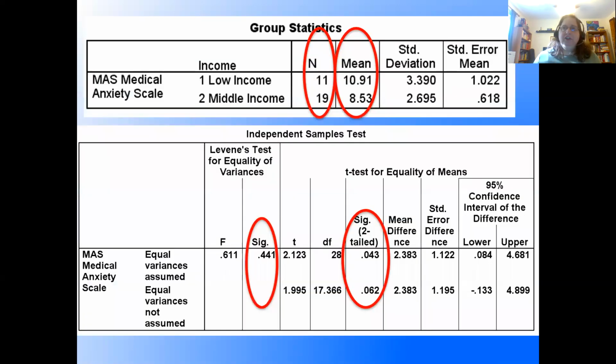So let's look at this to understand this. We look at this sig value, 0.441, and we ask ourselves, remember, we never report the sig value, but we ask ourselves, is this bigger than or less than 0.05? If it's greater than or equal to 0.05, I'm going to use this top t of 2.123, this top df of 28, and this top sig value of 0.043.